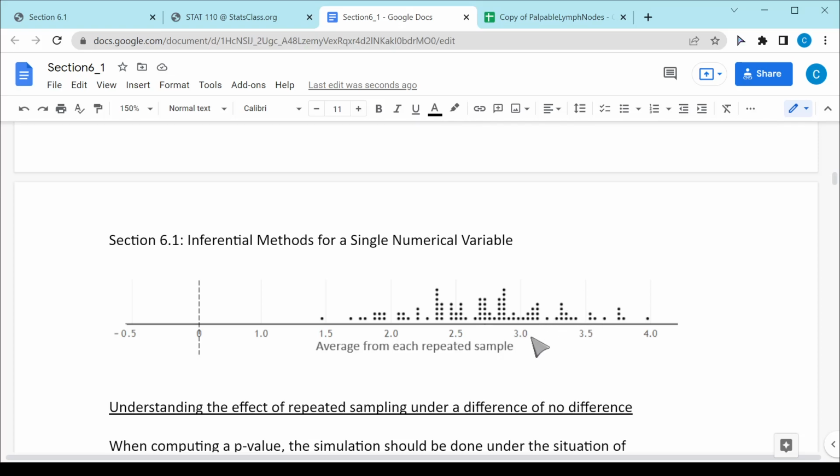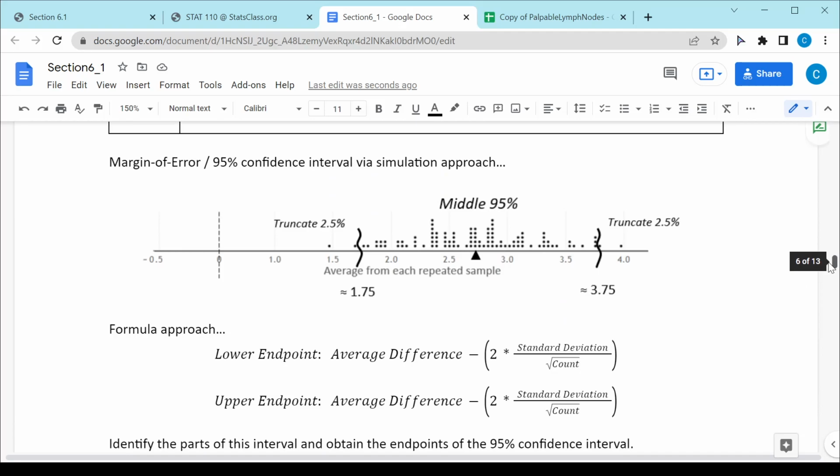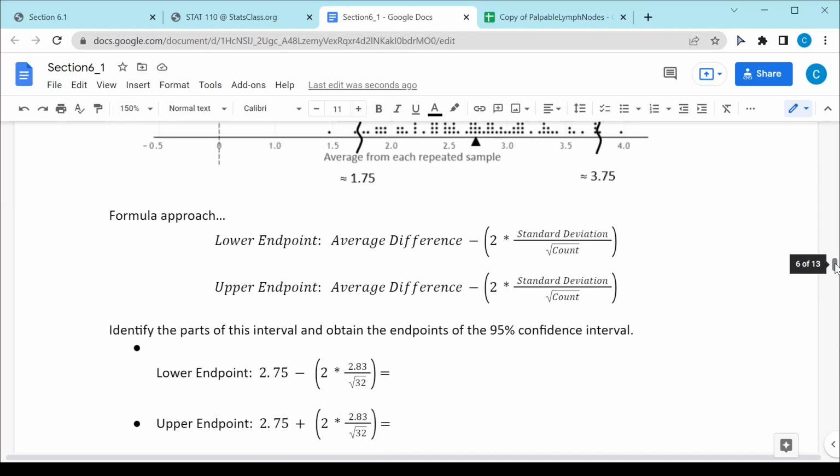Now, when we do the confidence interval and the margin of error stuff, we do not have to assume that there's no difference. So I'm going to get the confidence interval off of this distribution here. The one, again, that is centered at 2.75. So when I get the middle 95% of the values off of my confidence interval, it looks like I'm going to go down to about 1.75 and up to about 3.75. Now the math for this is provided here. All I need to do is start with the average difference, which is 2.75, and then I need to subtract 2 times the standard deviation divided by the square root of the count.